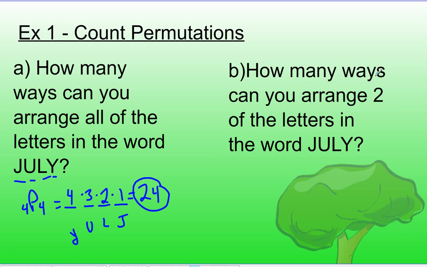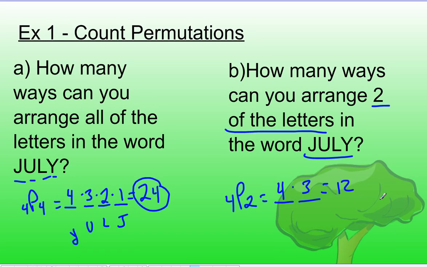Letter B. How many ways can you arrange 2 of the letters in the word July? Okay, well, there's still 4 total, but this time we're picking 2 of them. So we just want 2 blanks because we're picking 2 letters. For my first spot, I've got 4 options of letters. I could put the J, the U, the L, or the Y. Now again, imagine you pick a letter. For your next spot, you'd only have 3 left. Multiply it out, you get 12. This is how I do permutations. This is the Mr. Henry approved method of permutations.